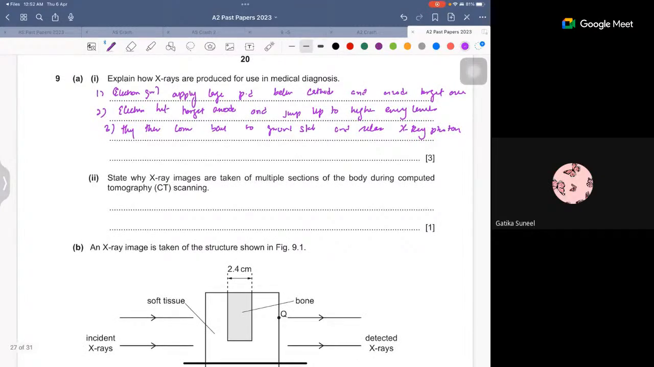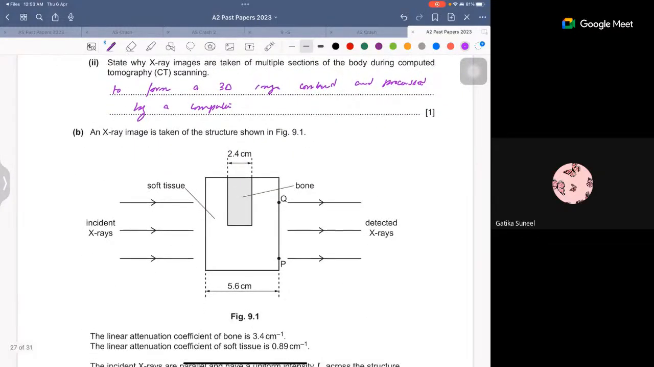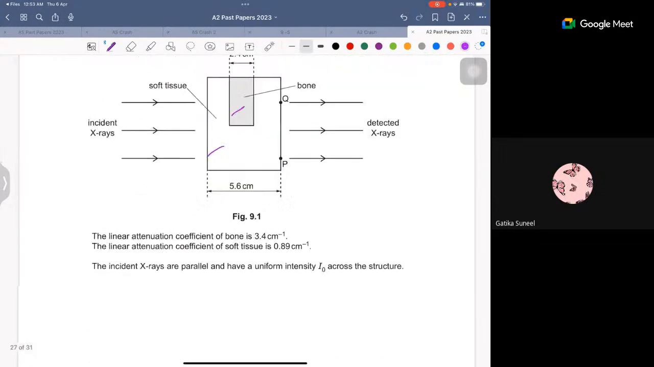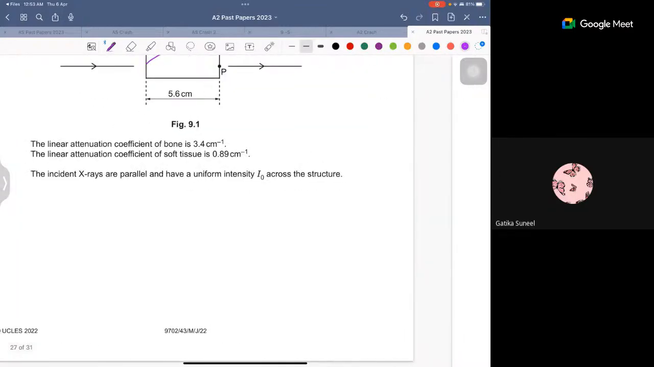Then it says state why X-ray images are taken in multiple sections of the body compared to a CT scan. During a CT scan, to form a 3D image, they are combined and processed by a computer. This is why a CT scan is done. Anyway, they have given you a bone, a soft tissue, and the attenuation, the absorption coefficient, and then they've said uniform intensity, and so on.